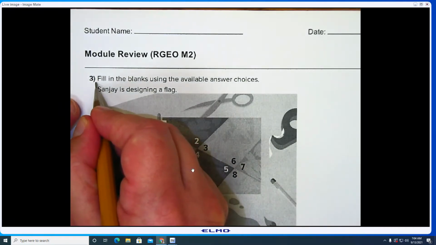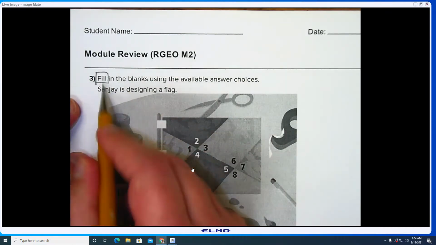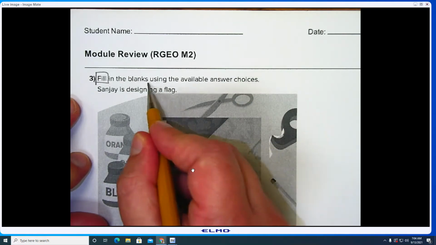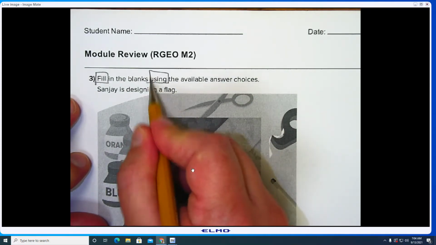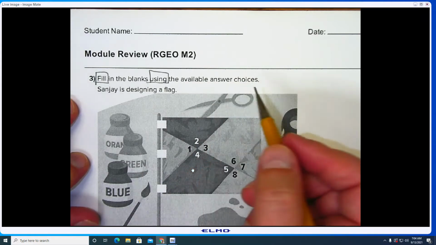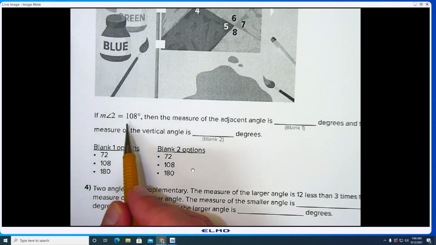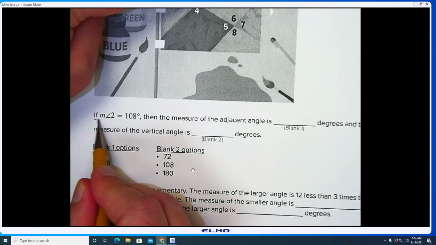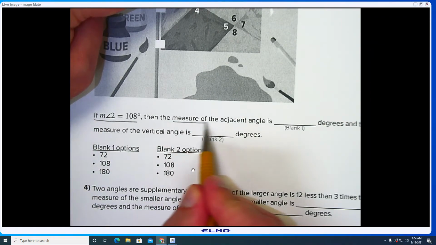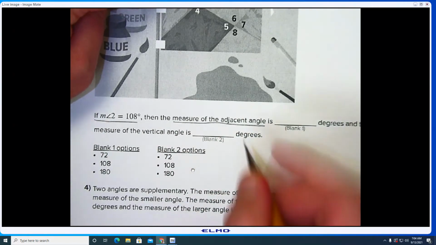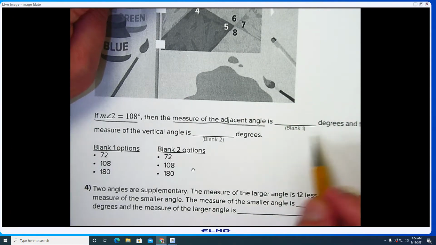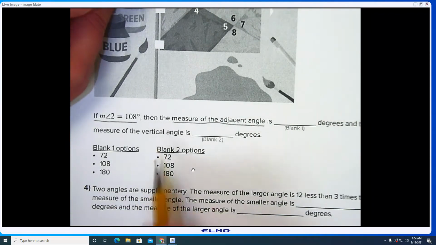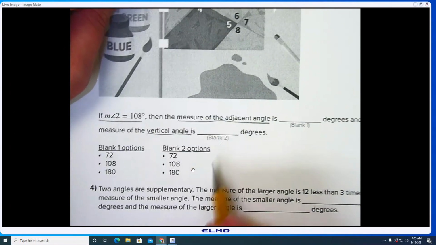Okay, so they're asking us, let's go ahead and highlight what they want. They were asking us to fill in the blanks using, we need to use what? The available answer choices. All right, so he's designing a flag. Got it. Measure of angle 2 is 108. So 108, they're telling us that right there. Then the measure of the adjacent angle, adjacent means next to, is blank degrees, and the measure of the vertical angle, that means across, is blank degrees.